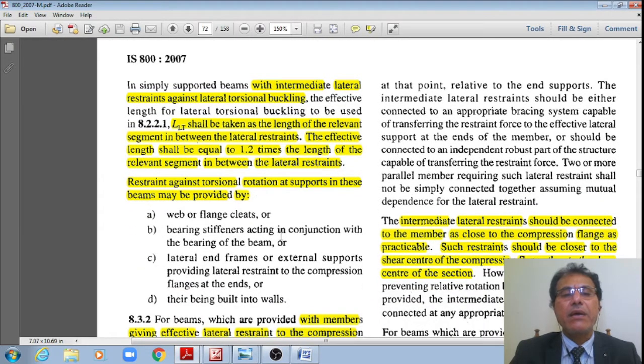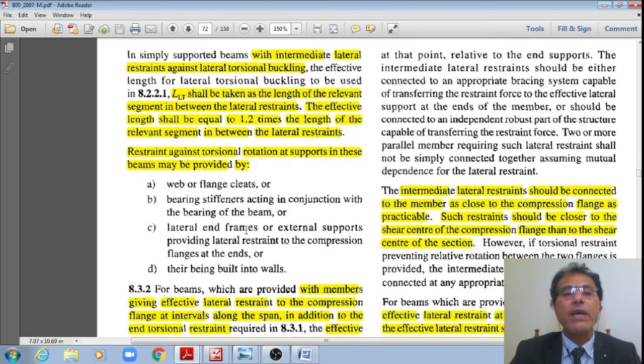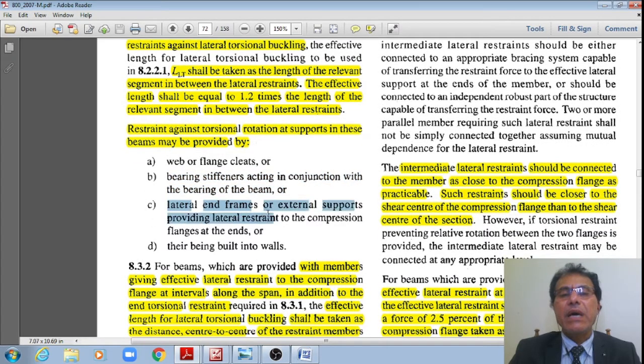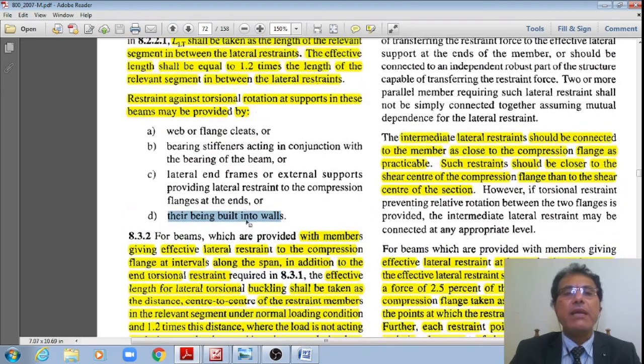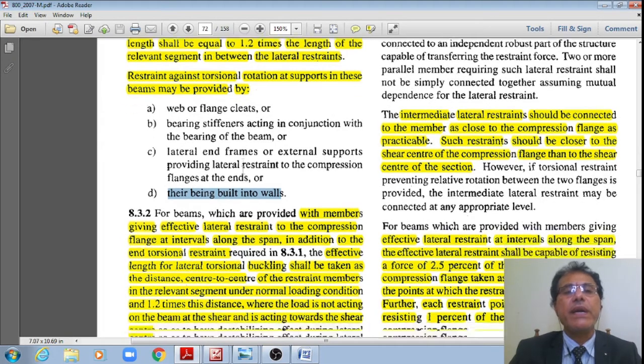However, the lateral restraint against the lateral rotation at the supports in these beams may be provided by web or flange cleats, right? That is how we need to provide the restraint against rotation at the support, by providing the web or flange cleats. I will show that schematically. Bearing stiffeners acting in conjunction with the bearing of the beam, or lateral end frames or external supports providing the lateral restraint to the compression flanges at the ends, and their being built into the walls. Then only we will say that restraint against the torsional rotation at the support is provided.